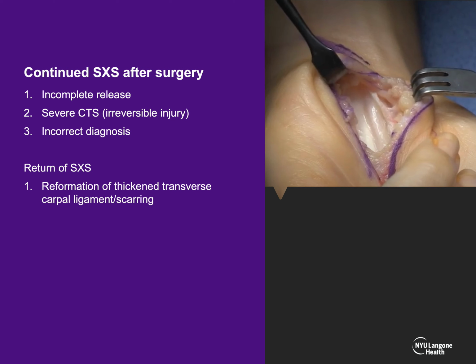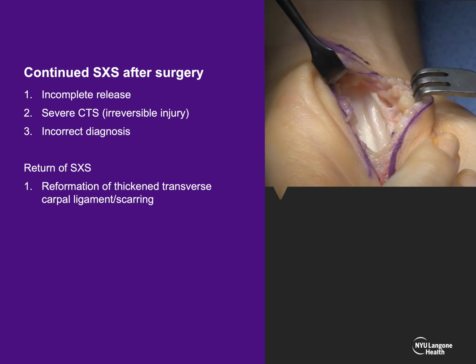If people have continued symptoms after surgery with carpal tunnel, you have to think, okay, one, either incomplete release, or it's severe carpal tunnel syndrome, so it's irreversible injury to the nerve, so they won't recover, or it's an incorrect diagnosis. This is why EMG nerve conduction studies are helpful, because if it is severe carpal tunnel syndrome, you have more of an objective data point that you can get after the fact to see if it's worsened. If it's the same, then we know, okay, your nerve was really badly injured. If it's past this point of injury, it's unlikely to recover. And ultrasound can be helpful to diagnose an incomplete release.